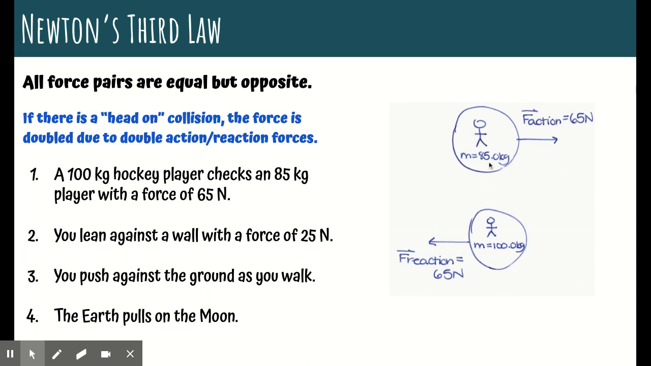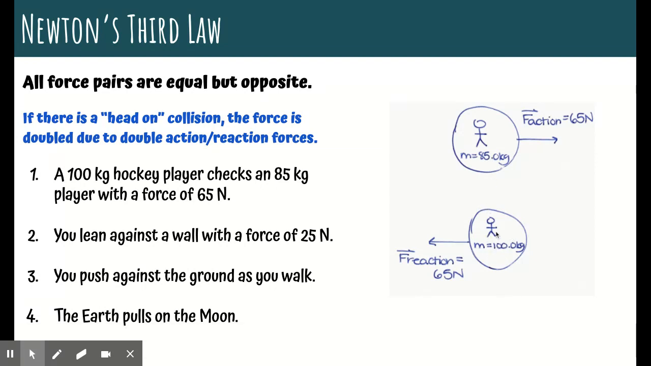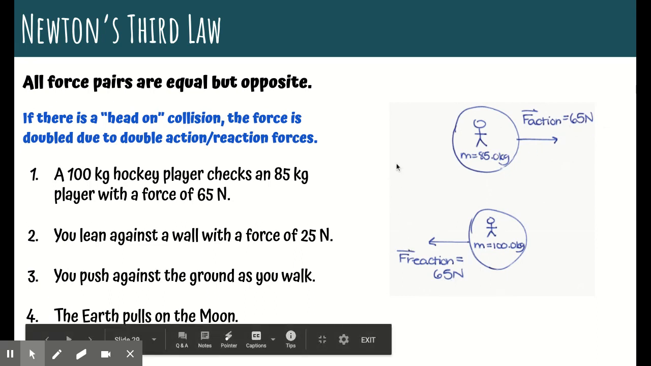So in this situation, the smaller person is standing still, he's stationary. The larger person ran into him. So the action force is being applied to the 85-kilogram person, and then the 100-kilogram person also gets the reaction force. So even though they're applying a force to another object, they are going to receive that reaction force. And notice that it is equal in magnitude but opposite in direction.